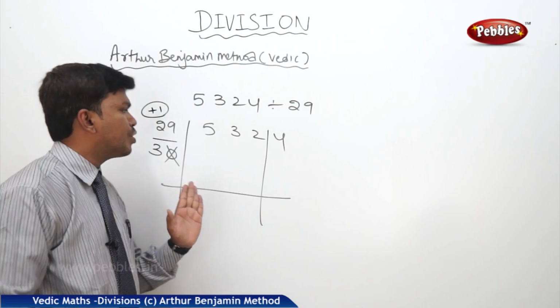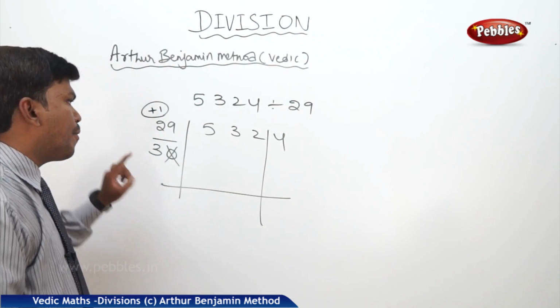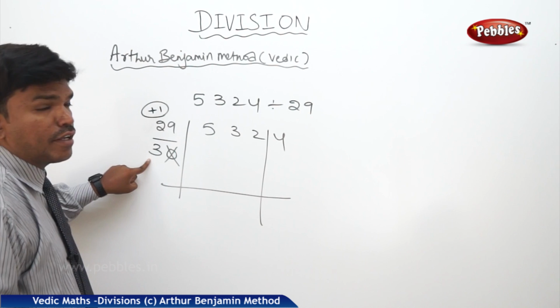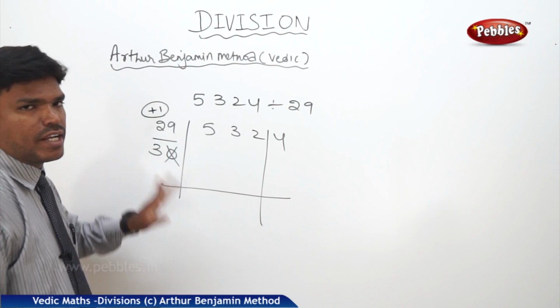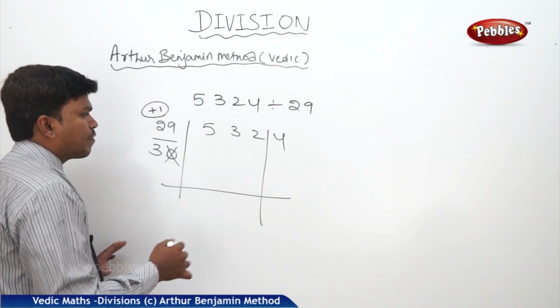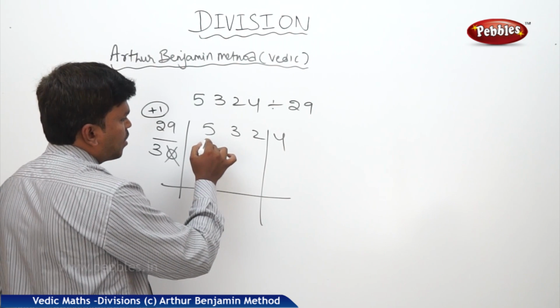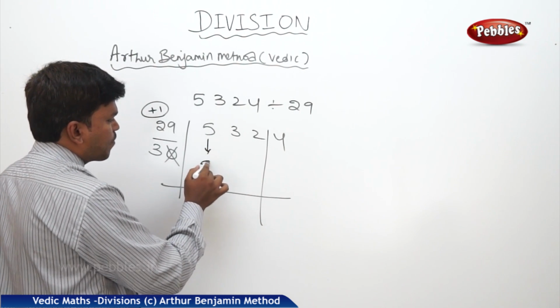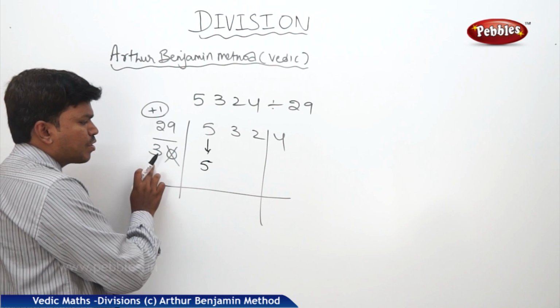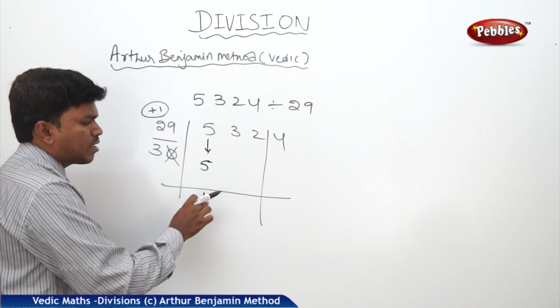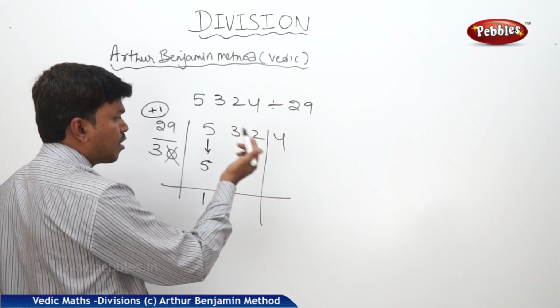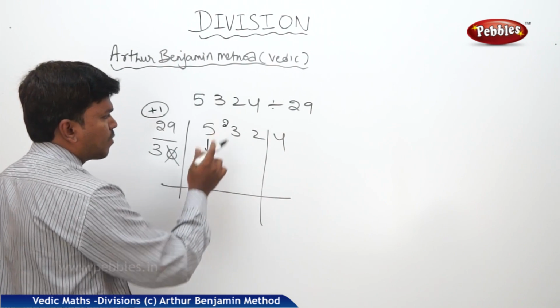And now what am I going to do? I am going to divide by 3, but indirectly I am dividing with 29. Let us see how. So first take the first digit as it is, 5. So 5, how many times does it go in 3? 1 time. 3 ones are 3. What is the remainder? 2. Put it before the next number.